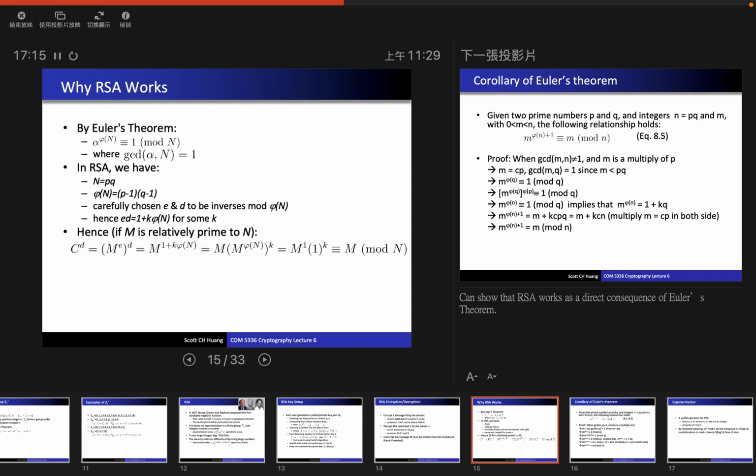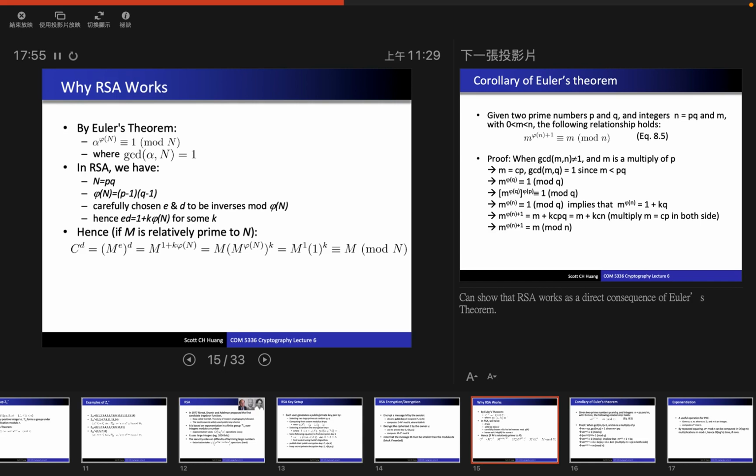Let's say one person wants to do encryption. Does he or she know whether or not her plain text is relatively prime to n? No, because that person has no knowledge of P or Q, because knowing P and Q is the same as knowing the private key. If you have no knowledge of P and Q, how can you be sure that your plain text is relatively prime? So you're not sure. So this doesn't work in this case.